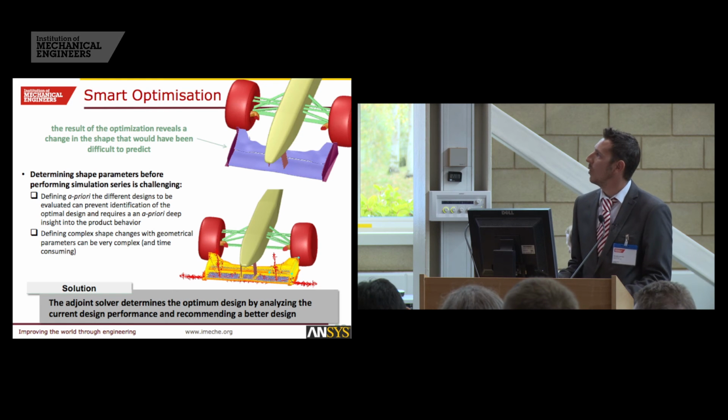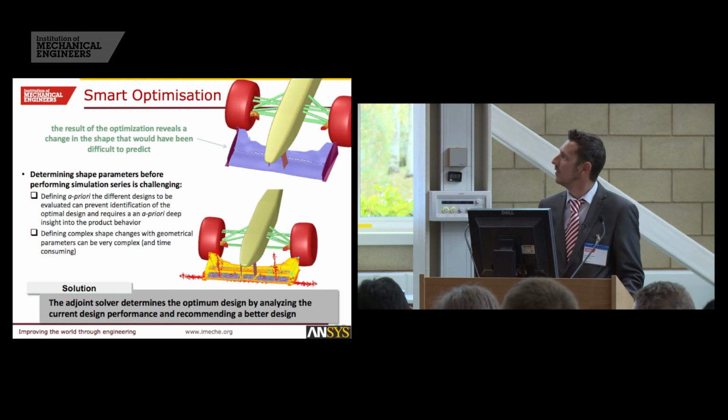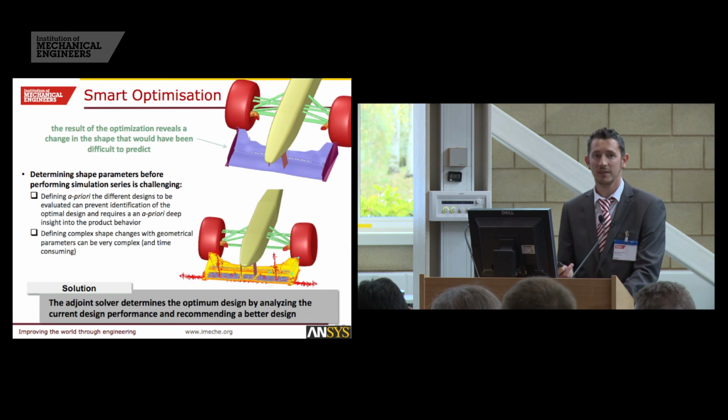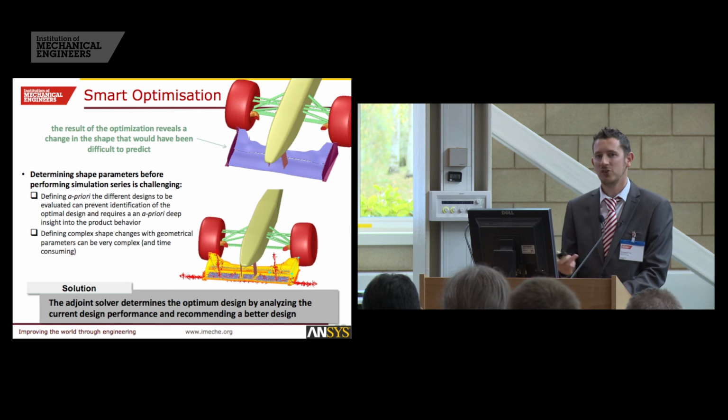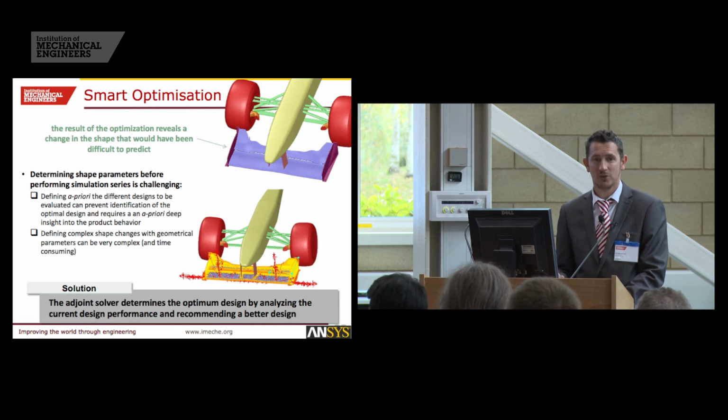Okay, so with smart optimization, the result of the optimization reveals a change in the shape that would have been difficult to predict in advance. And it would also be difficult to characterize those changes in the geometry by creating geometric parameters in advance as well. So the changes in the geometry are very arbitrary across the geometry.